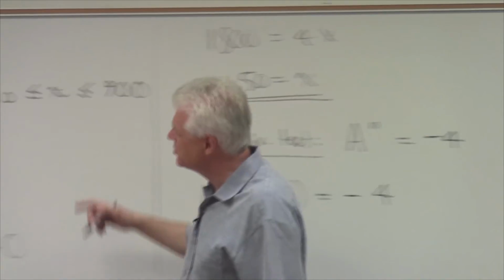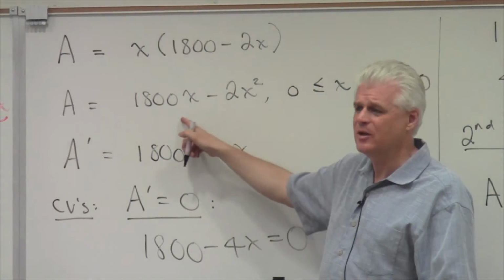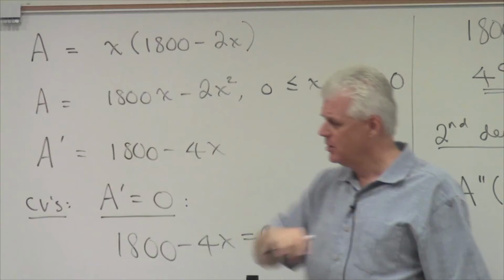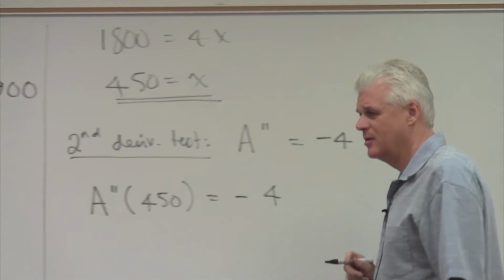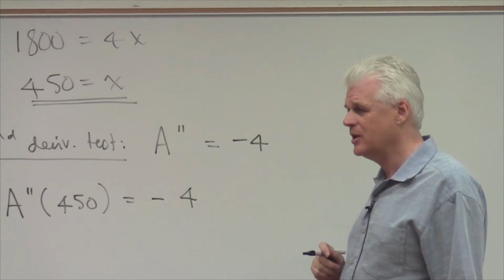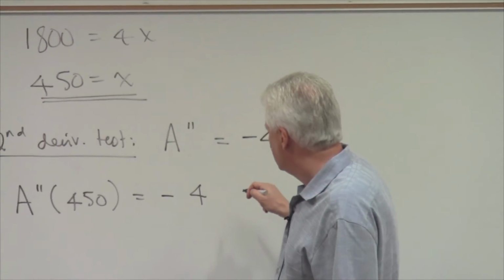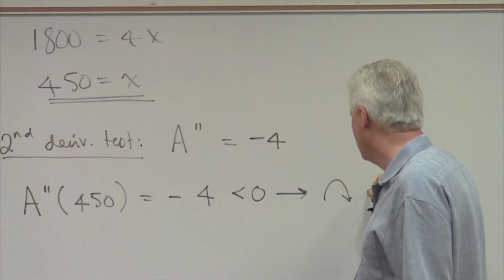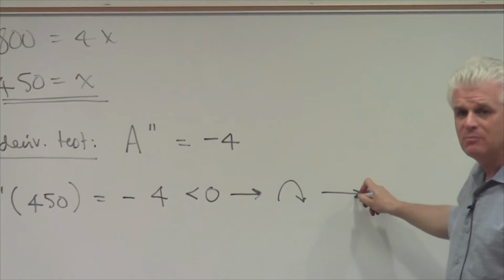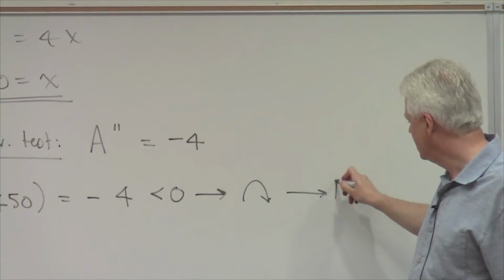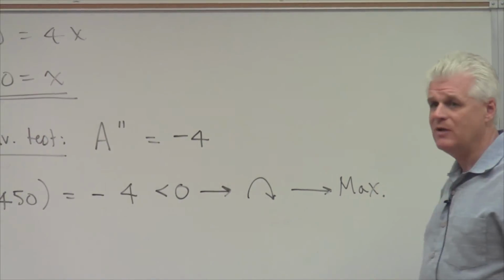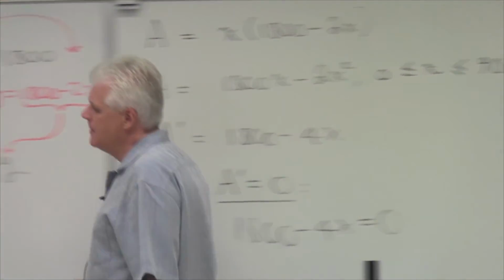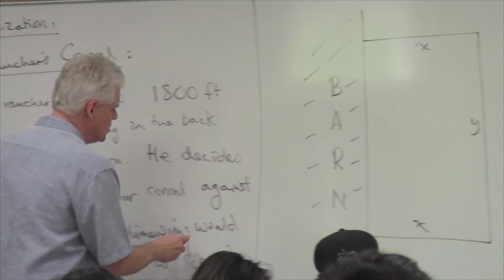It's kind of obvious that would be true. This is an upside down parabola, isn't it? Permanently concave down. So no surprise that it doesn't change its concavity. Okay, so this is negative. That means it's concave down. That means that what we're looking at must be a what? A max. So we found our max. 450 feet. X must be 450. The question said, what dimensions, plural?